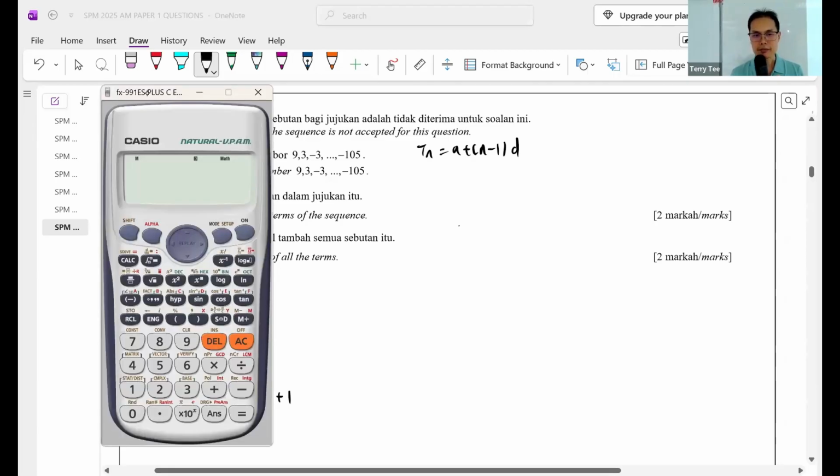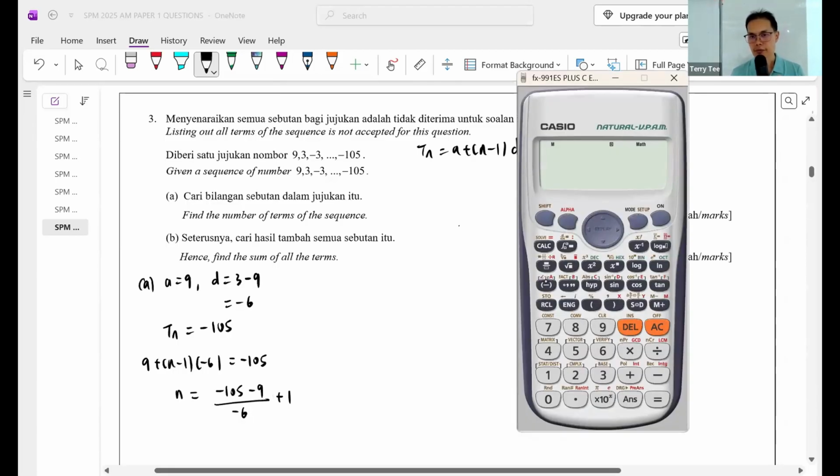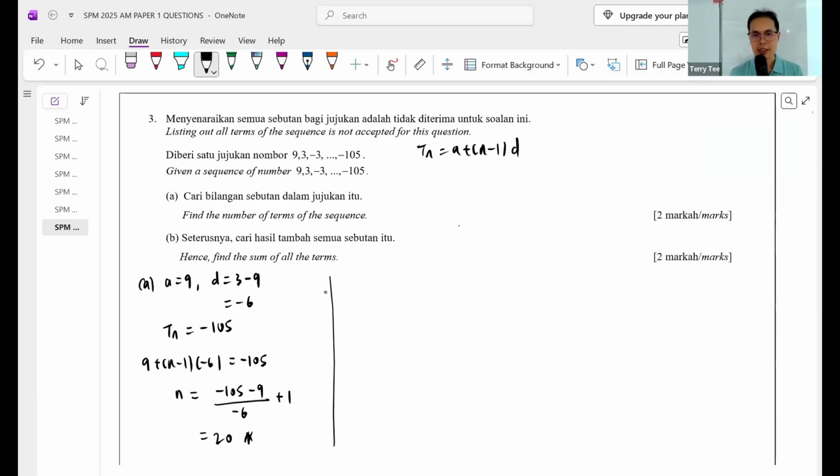Okay, let me use my calculator. Negative 105 minus 9 divide negative 6 plus 1. Yeah, you can do it one shot. And what's your n value? n is 20. So there are 20 terms in this progression.